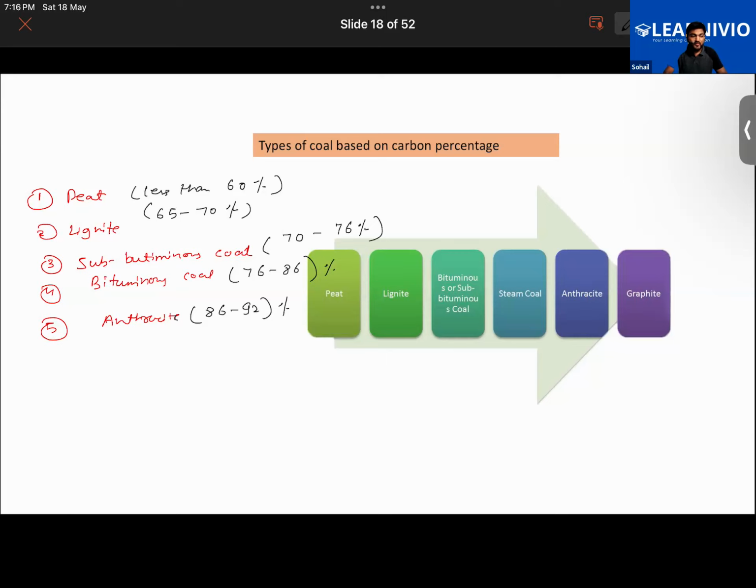So thereby, one more thing you should learn: while in the process of coal formation, peat is the first type of coal. It's the first step in the formation of coal.